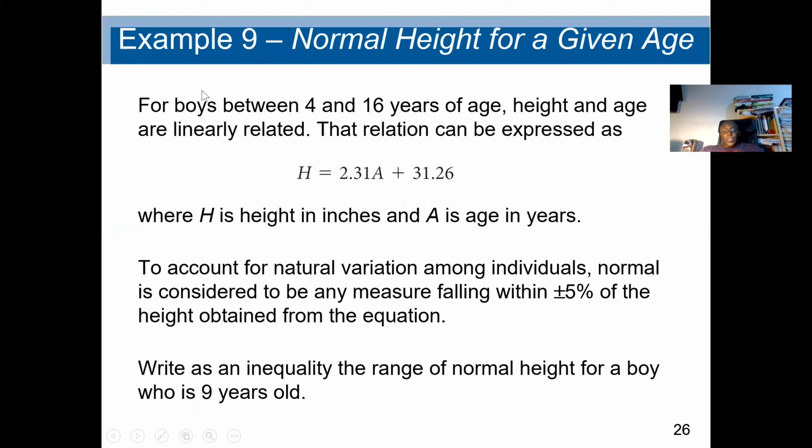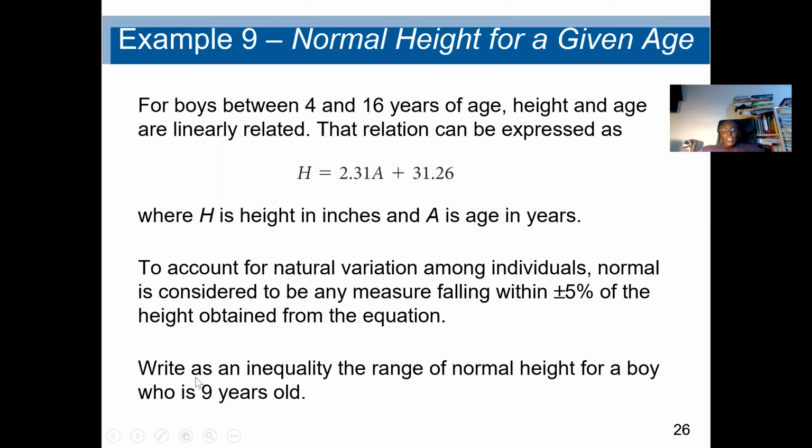And this is another example here. We say for boys between 4 and 16 years of age, height and age are linearly related. This relation can be expressed as h equal to 2.31a plus 31.26, where h is the height and a is the age in years. Now, to account for natural variation among individuals, normal is considered to be a measure falling within plus or minus 15% of the height obtained from the equation.